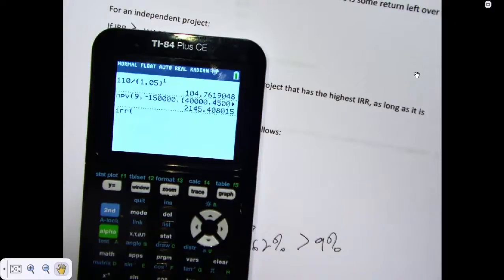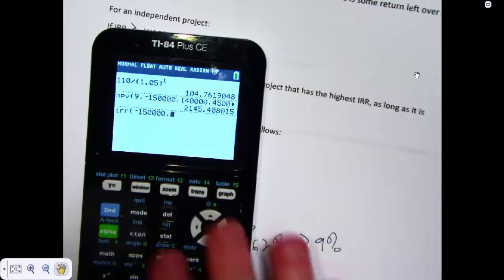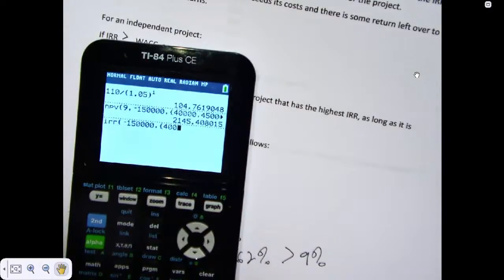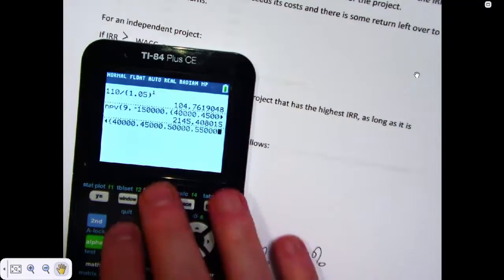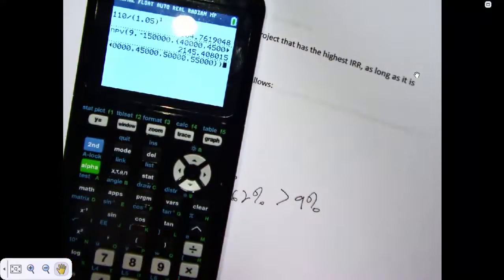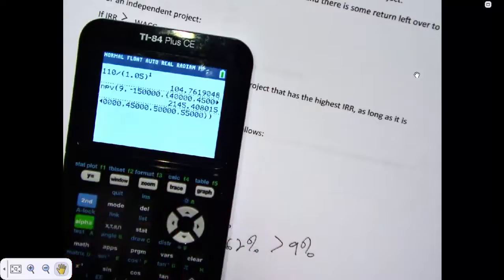I start with my negative cash flow, negative 150,000, comma, second, curly parentheses, 40,000, comma, 45,000, comma, 50,000, comma, 55,000. Second, close the curly parentheses, close the regular parentheses, press alpha, and then solve, and I get 9.62%.